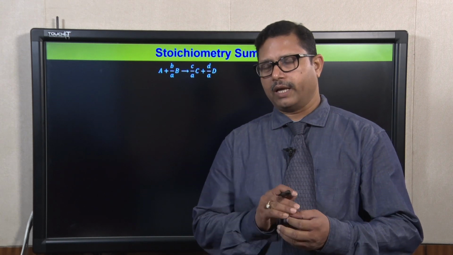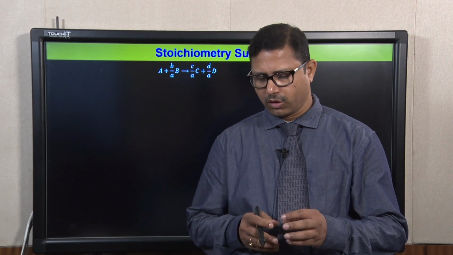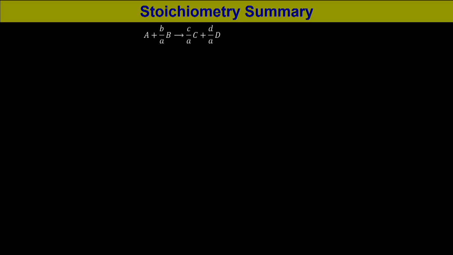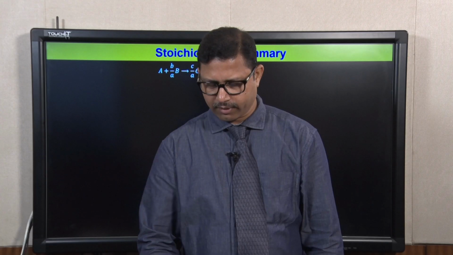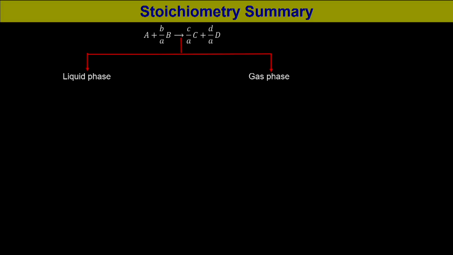And we have considered A as the limiting reactant. So, we have considered A plus b by a B gives c by a C plus d by a D. This is the overall general reaction we have considered, and then we have considered the liquid phase and gas phase, both the reactions occurring in the liquid phase and reactions occurring in the gas phase. Now, flow system and batch system we have considered.